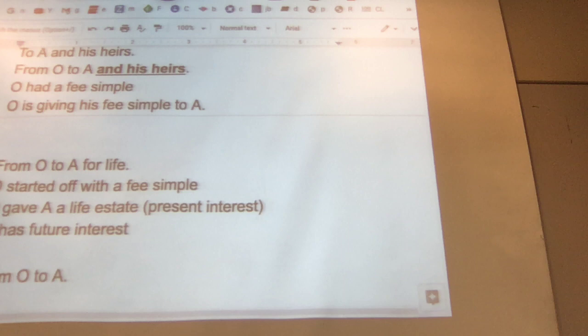A life estate can be measured by different lives. It can be measured by A's life. It can be measured by O's life. It can be measured by B's life. You can measure a life by anyone. You can measure a life by someone not even born yet, right? You can say until the queen dies, right? There were conveyances like that, or you know, until the queen's great granddaughter dies, right? You can measure it on the life of someone who maybe is not born yet.